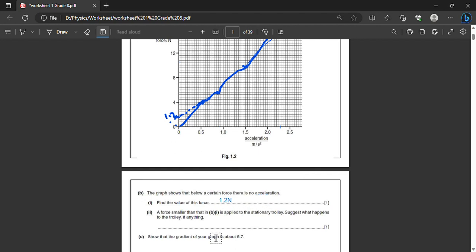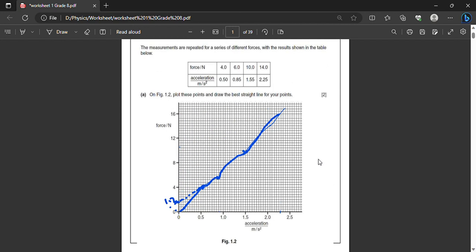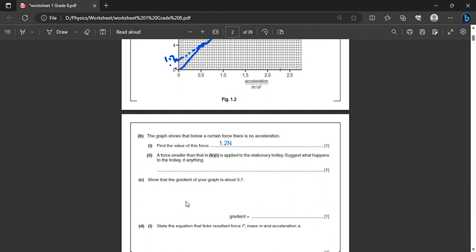Then they ask next, a force smaller than in part B is applied to a stationary trolley. Suggest what happens to the trolley. So now we should check over here. A small force is less than 1.2. If you calculate like that, the answer will be that there's no acceleration, no positive or negative rate. It might mean a constant speed. So the answer will be no acceleration. I hope this is clear.